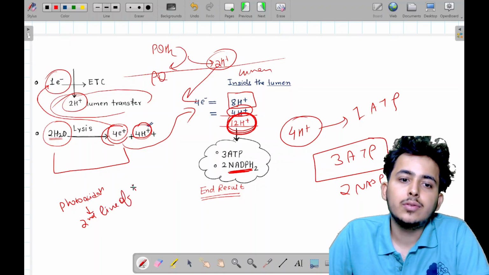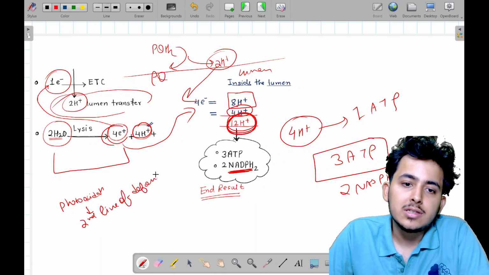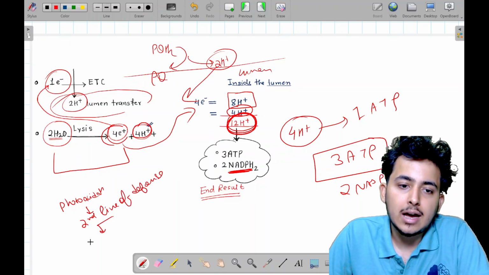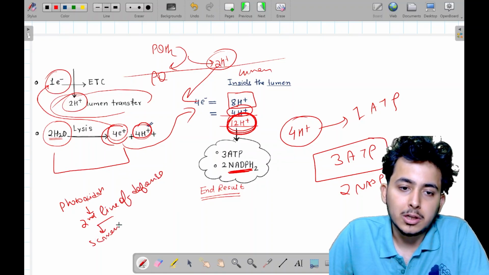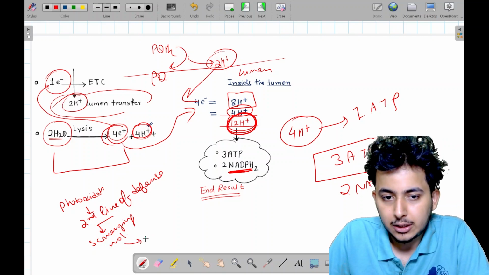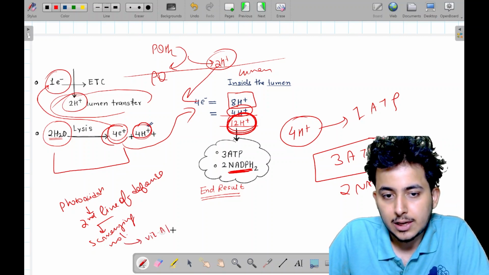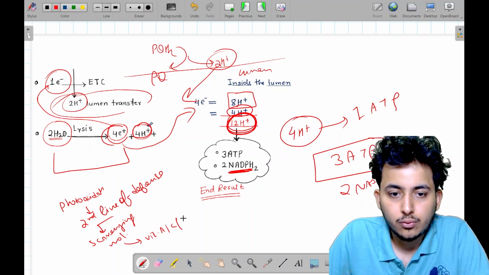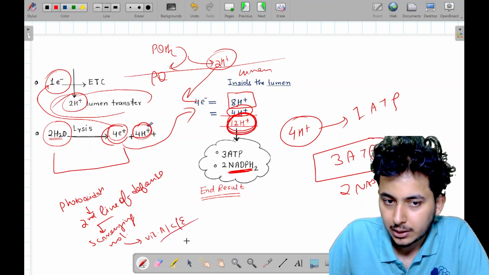In the second line of defense, what were you having? In the second line of defense, you were having these scavenging molecules, like beta carotene (vitamin A), ascorbic acid (vitamin C), and tocopherol (vitamin E). All these you were having.